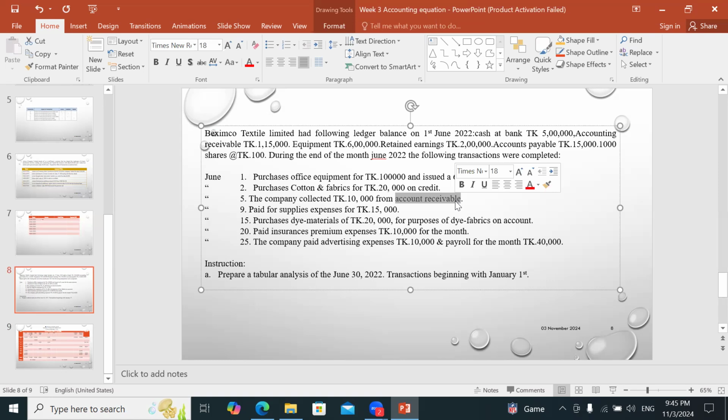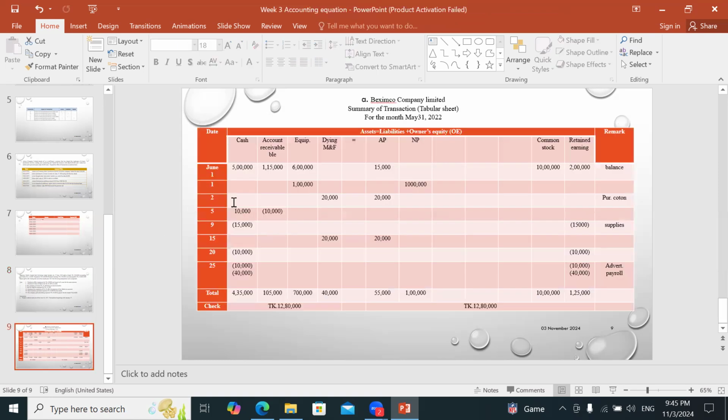Okay. Transaction number 5: cash increases and account receivable decreases. And decrease is shown with a minus sign or bracket. Bracket means minus.